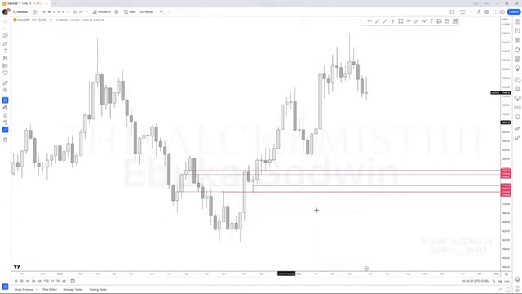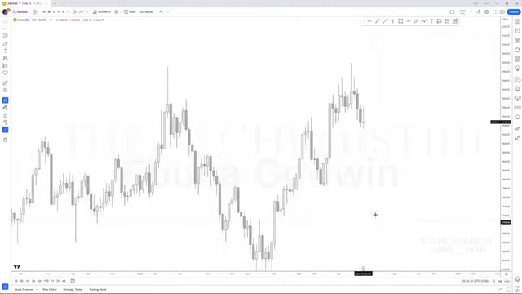Look at that, buy, buy, buy, buy. Okay, so very precise if you understand it well. If you understand it well, it is very, very precise.